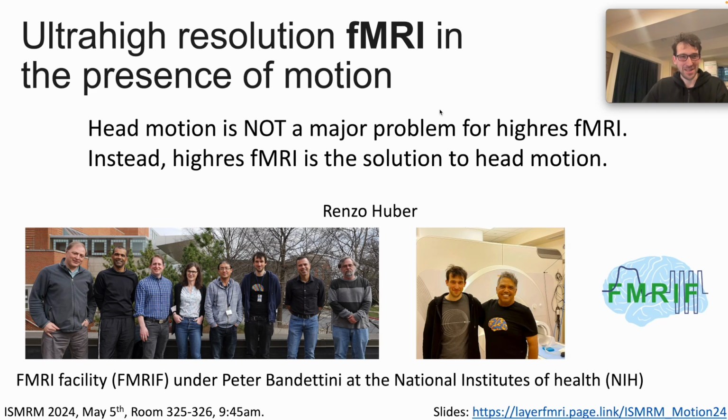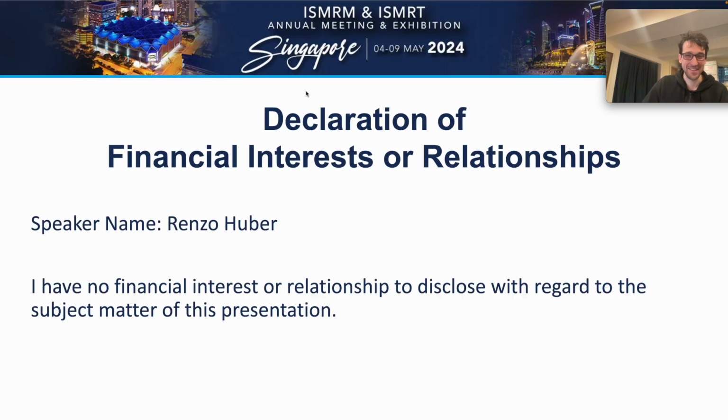Hello, I'm Renzo Huber, and this symposium talk is entitled Ultra-High Resolution fMRI in the Presence of Motion. The conclusion of this presentation will be that, different to many other examples that you have seen already about head motion and its problems, in the specific context of high-resolution fMRI, motion is not such a showstopper. Rather, I think that in the context of fMRI, high resolution is actually the solution to head motion. And I will explain why I think that.